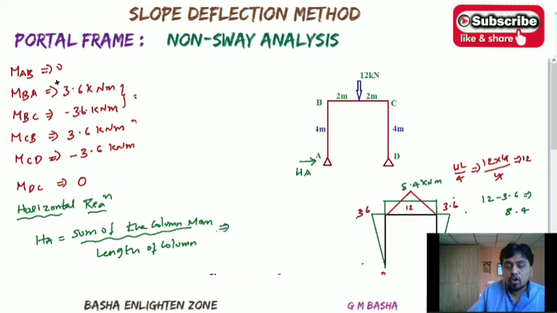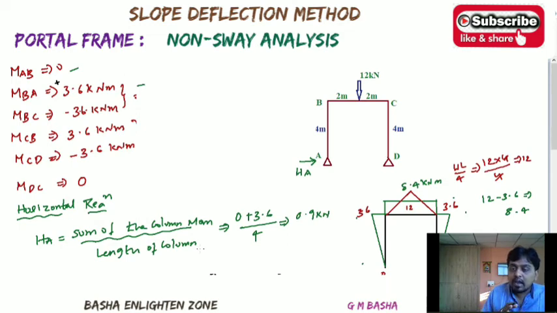So what is the sum of the column moments? On column AB, MAB is one moment and MBA is another moment, that is 0 plus 3.6 divided by 4. How much will you get? Four nines are 36, so that is 0.9 kilonewton. You get the value directly if you calculate using the formula. I already showed you the manual procedure.